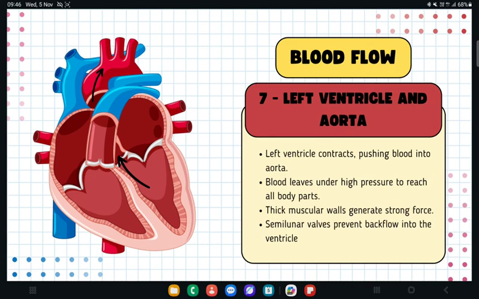When the left ventricle contracts, it pushes blood into the aorta. Blood leaves under high pressure to reach all body parts, so the ventricle has thick muscular walls to generate strong force. There are also semilunar valves, with the same function. They prevent blood from flowing back into the ventricle.